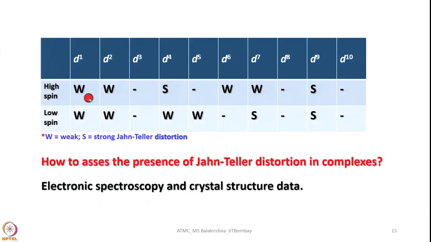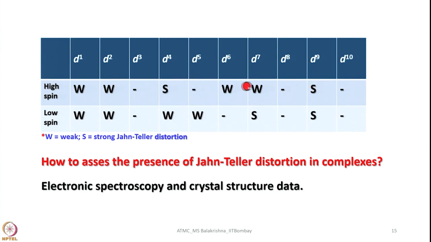So I have listed all electronic configurations d1 to d10 to assess which electronic configuration really shows Jahn-Teller distortion in complexes, in case of both high spin and low spin. When we have one electron in d orbital, irrespective of high spin or low spin, they show weak Jahn-Teller distortion. And when we have d4 electronic configuration, that means eg has one electron, and also in case of d9 where we have 3 electrons, we come across very strong Jahn-Teller distortion. That's what we saw in case of chromium 2 plus and copper 2 plus octahedral complexes.